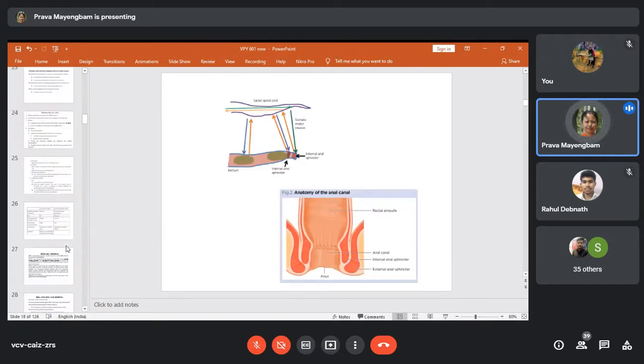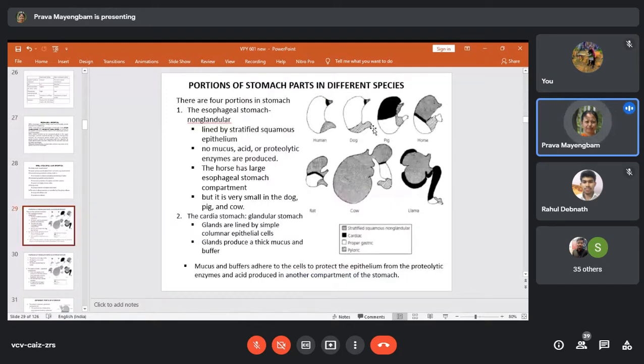So what I was telling is that after the food has been mixed with the saliva coming from the salivary glands, it is ready to be passed on to the esophagus. During this passage, due to the contraction of the smooth muscle of the esophagus, the food is allowed to pass from the mouth to the stomach. But the stomach has four separate portions.